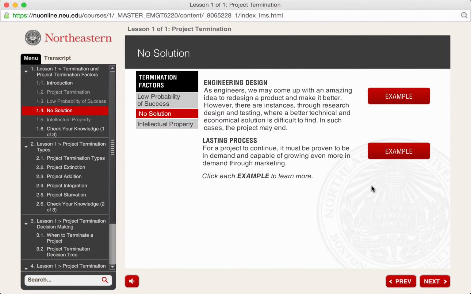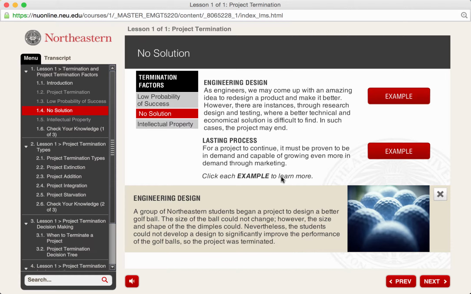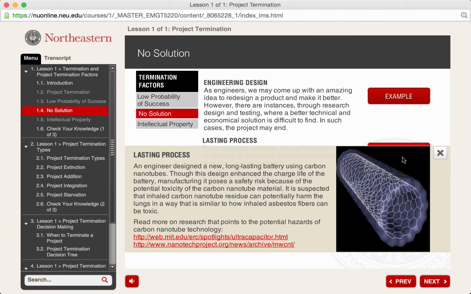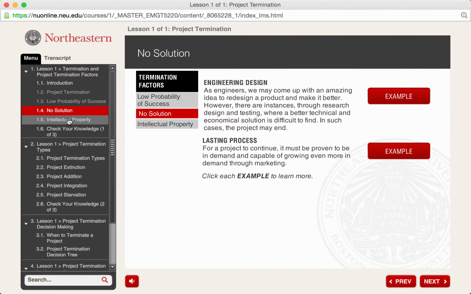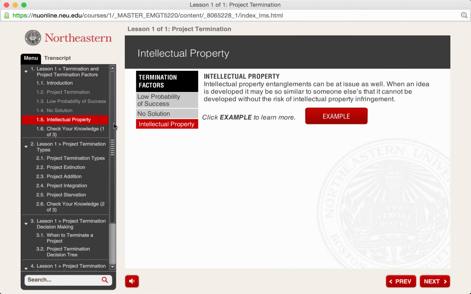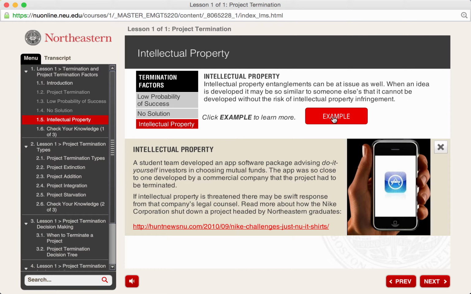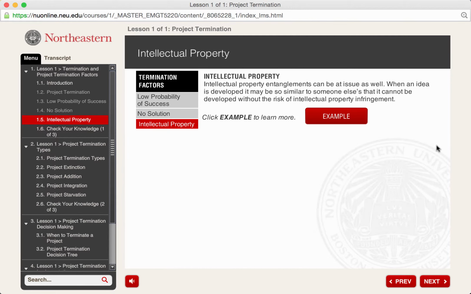If we advance to the next slide, it's going to be much the same, except it's not low probability of success anymore. It's the no solution reason, right? Engineering design, a lasting process. We have an example, another situation where Northeastern students were trying to perfect something in engineering here, and then we have another example here. So it kind of works that way. Intellectual property, then we'll have that, and this is an example of intellectual property, and we're talking about a do-it-yourself software package for choosing mutual funds. Okay, and those are the examples.